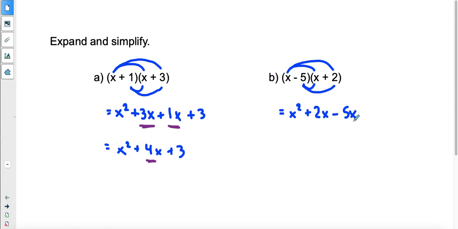And last, negative 5 times 2. Negative 5 times 2 is negative 10. And just like before, we can simplify this, right? Because we'll notice 2x minus 5x is just negative 3x, because 2 minus 5 is negative 3.